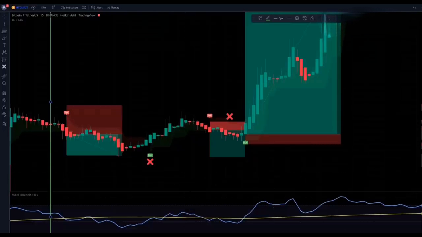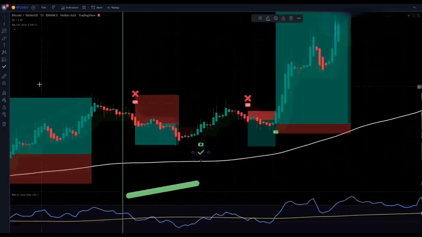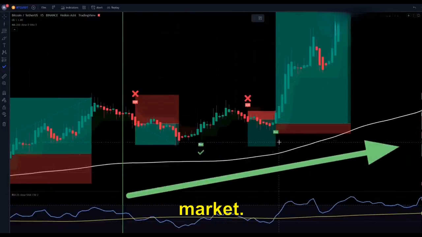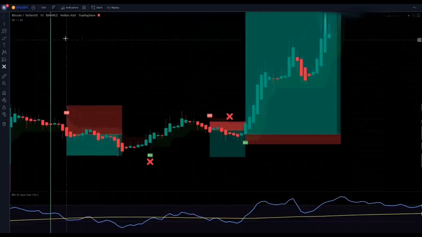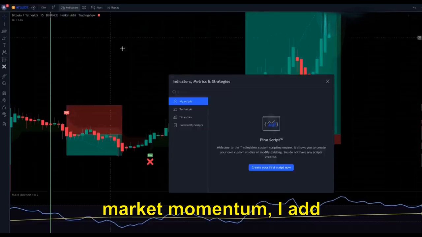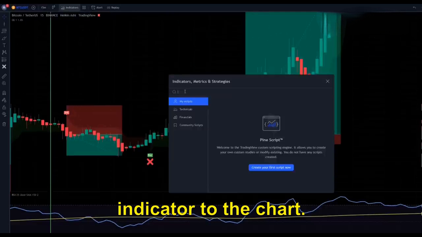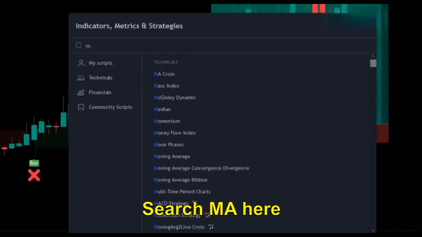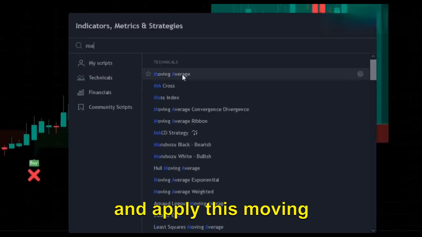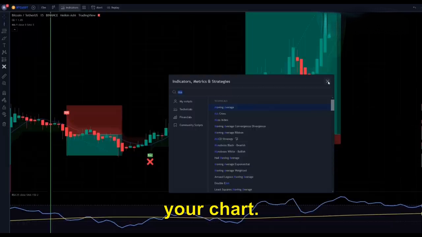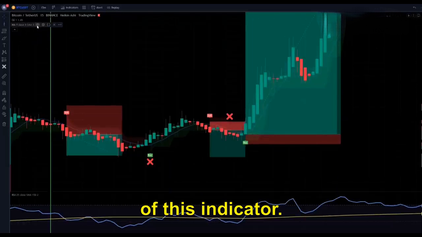Now we get to the most important part of this strategy, which is trading according to the momentum of the market. To trade according and in the direction of the market momentum, I add the moving average indicator to the chart. Search MA here and apply this moving average indicator to your chart. Now we go to the settings of this indicator.